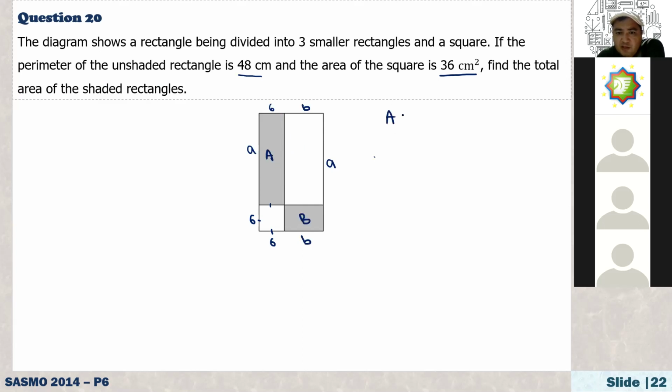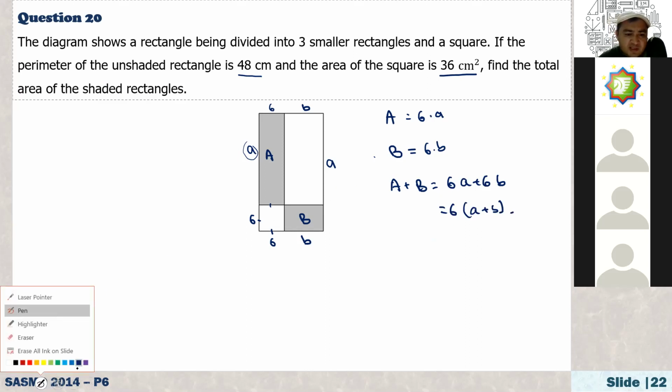What is the area from here? The length is A, the width is 6, so that's 6 times A plus 6 times B. So the total area is 6A plus 6B. And 6 is a common factor, so we can write it as 6 times (A plus B).